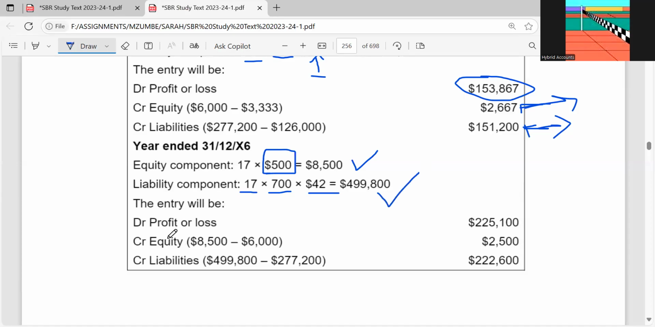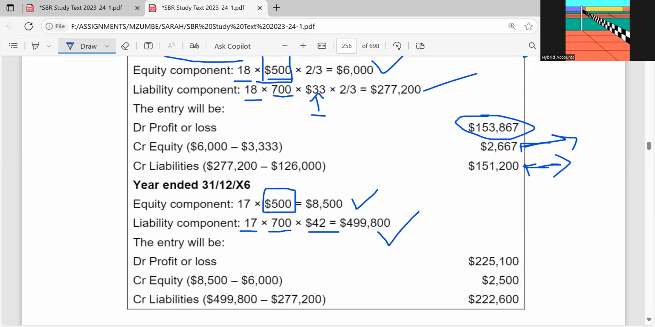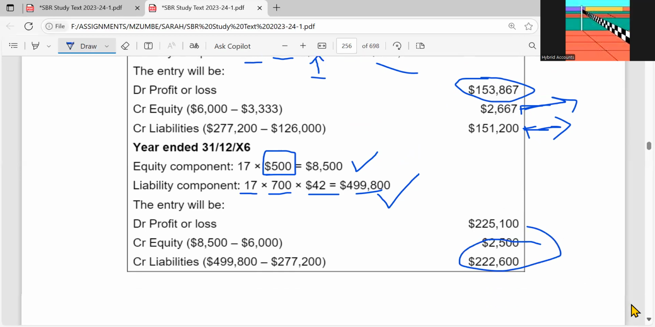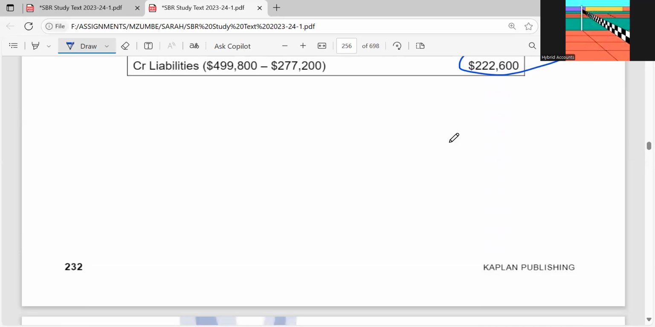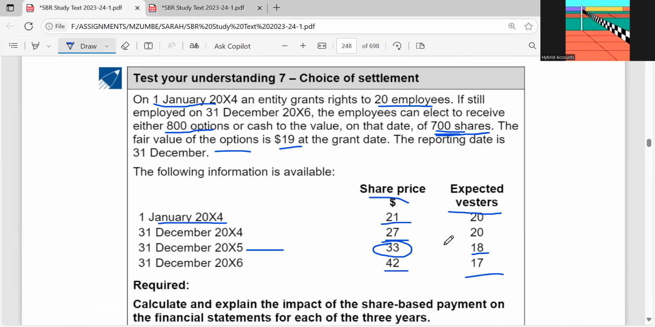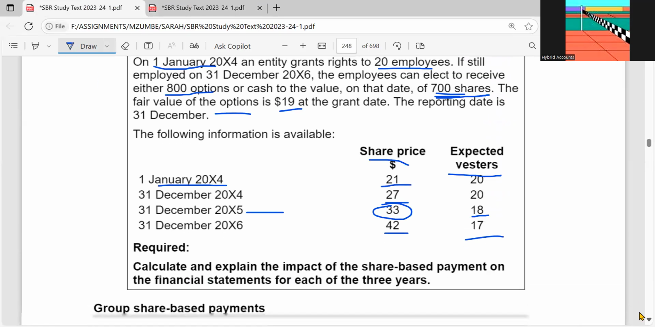So the same, to get the change in equity, you can see the changes, right? Right now you have 8,500. If you compare with the previous one was 6,000, right? It was 6,000. So this one, it was 6,000 here. You deduct, you get the net. And for the liabilities, do the same. You have this figure here, deduct the previous one, 277, 200. You get this one, you add them together to have your profit or loss, right? So this is what you'd have to do when you undertake this kind of questions, right?